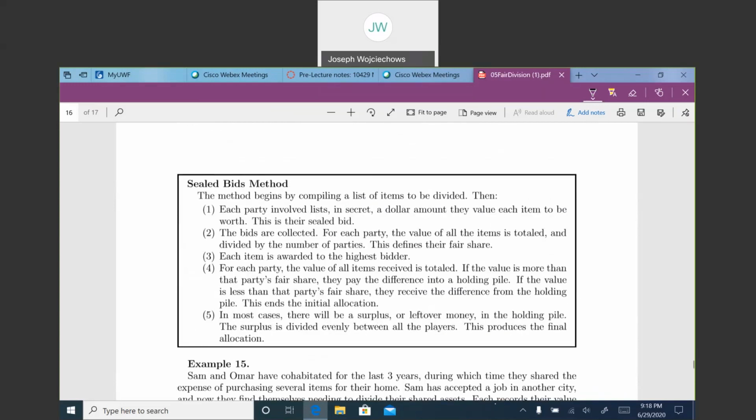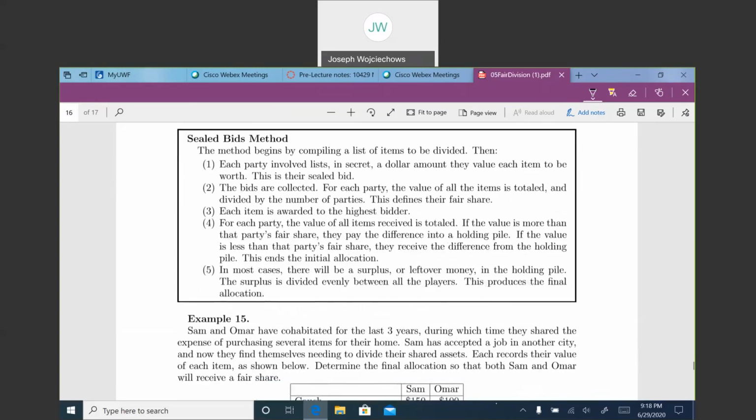Okay, last method. Sealed bids method. This method begins by compiling a list of items to be divided. Then each party involved lists in secret a dollar amount they consider each item to be worth. This is their sealed bid. The bids are collected for each party.